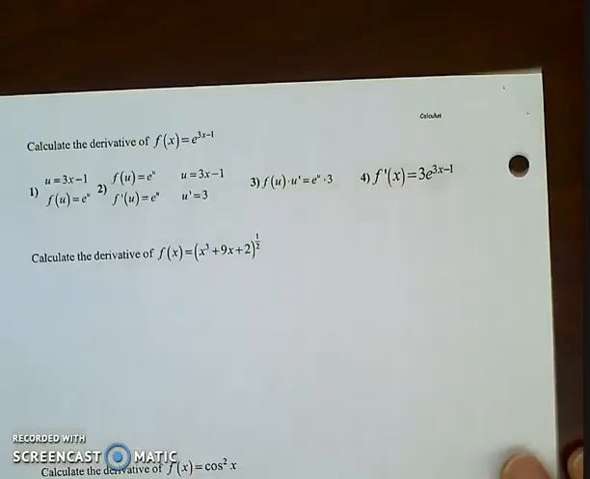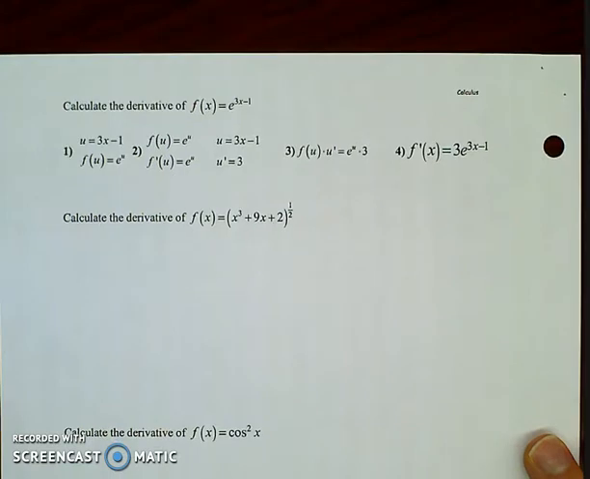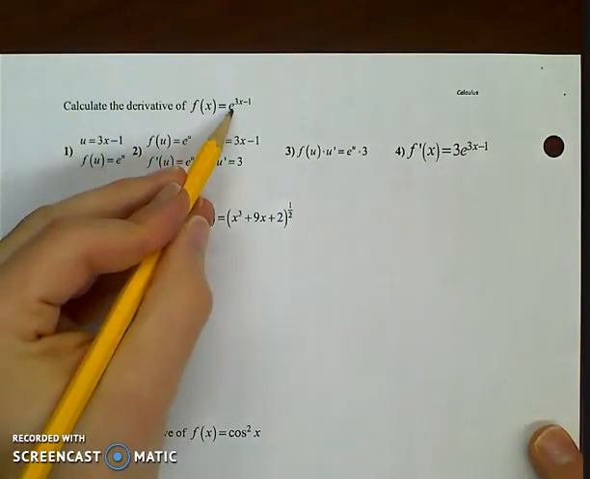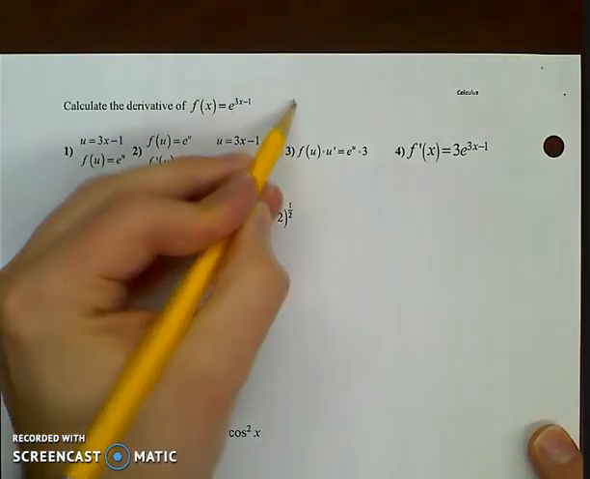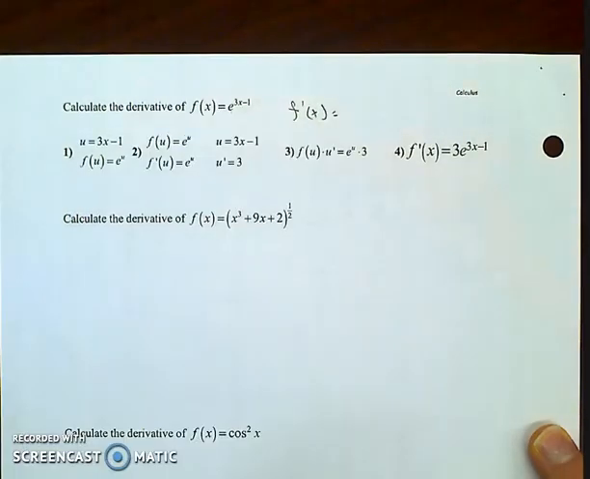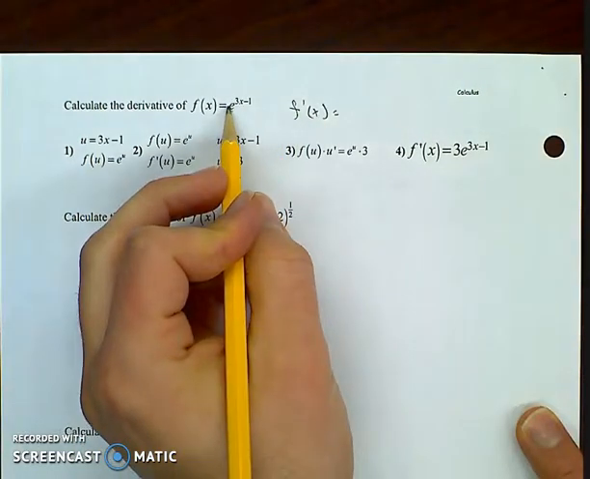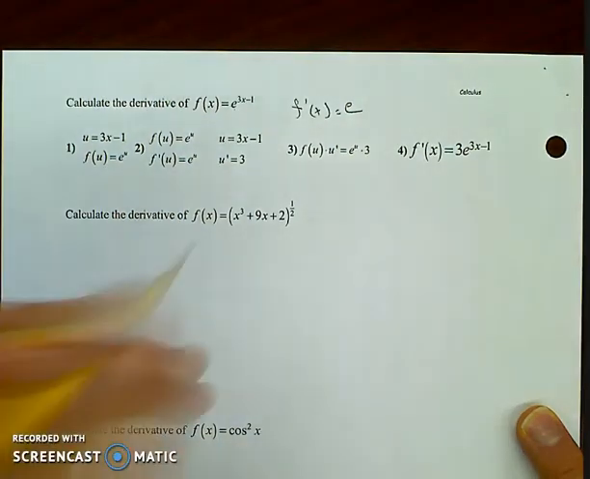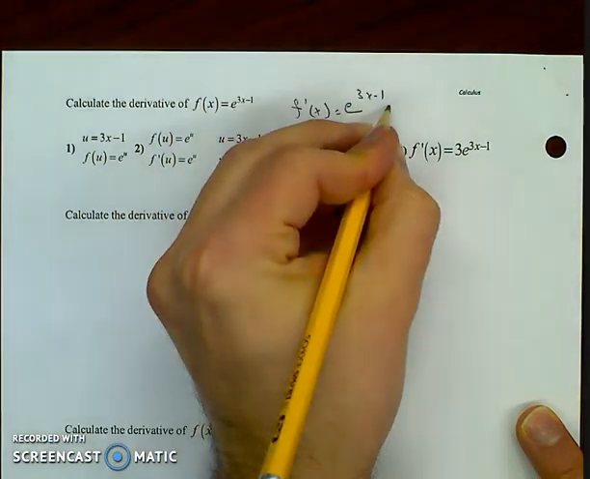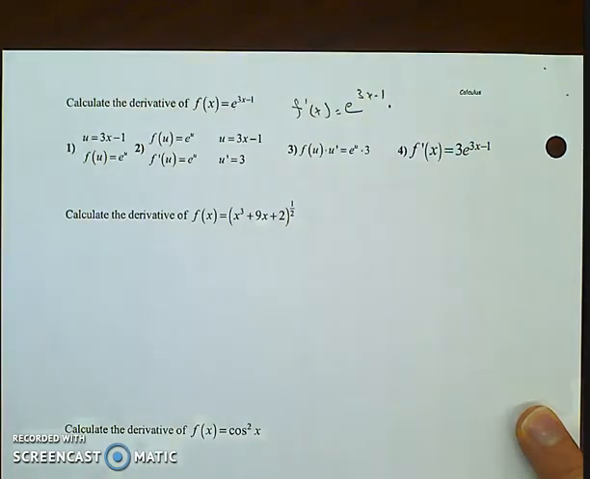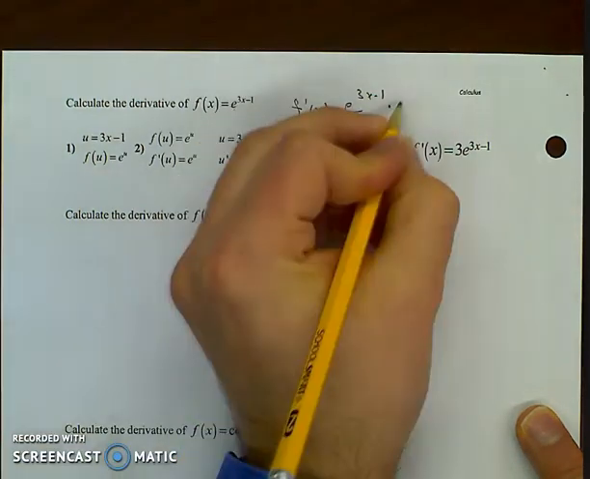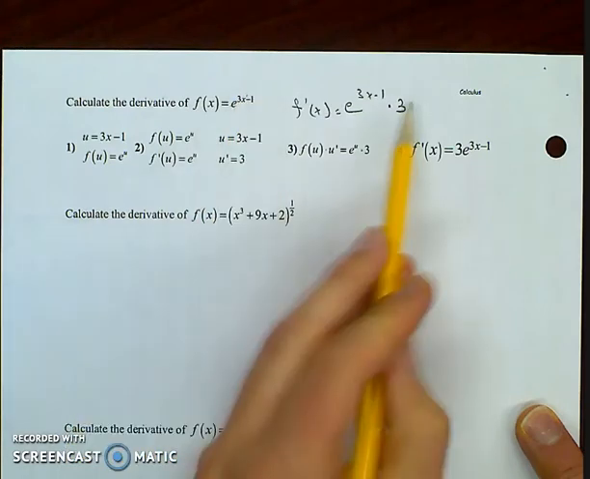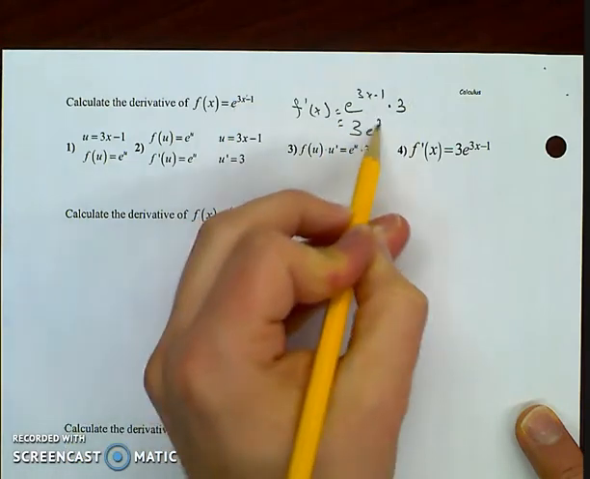We look at this one. Take the derivative of the outside, e stays e, keeping the inside the same, 3x minus 1, multiplied by the derivative of the inside, excuse me, 3. And you rewrite that as 3 e to the 3x minus 1.